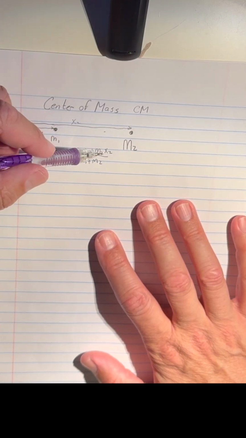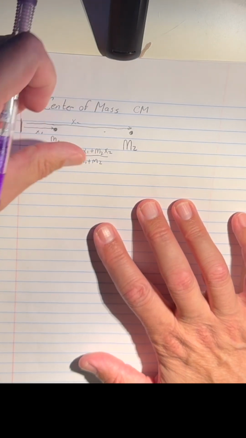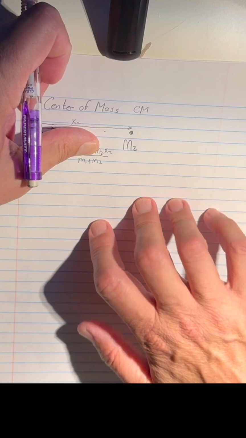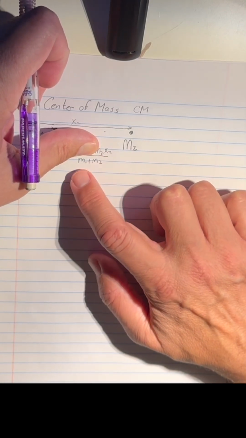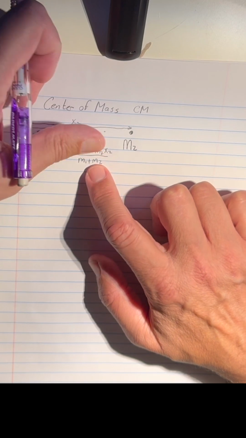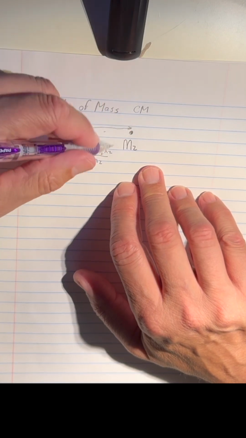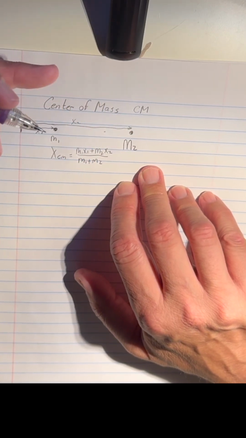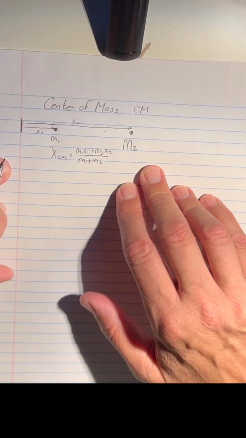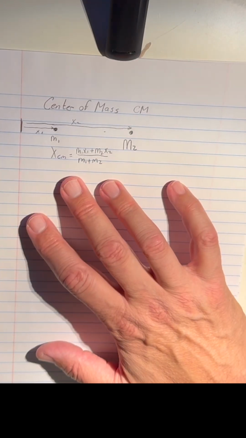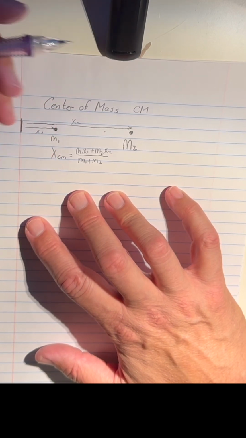And you can see if m2 is much bigger than m1, in other words, if that first term isn't there, it's really x2 times m2 over m1 plus m2, which ends up being basically 1. So the closer m2 gets to infinitely larger than m1, the closer the center of mass gets over there. So that's the x center of mass. If we want the y center of mass, it's the same sort of thing in the y direction.